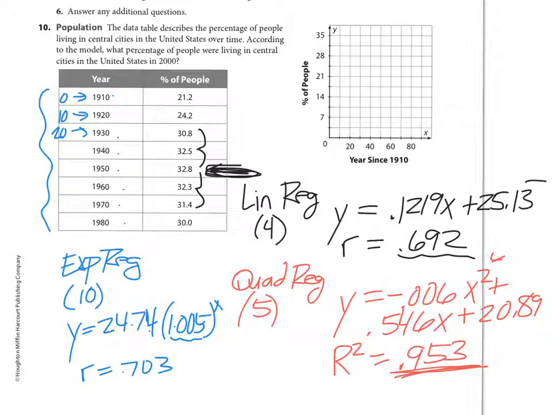That's what a quadratic does. Whereas with an exponential, it just keeps increasing on one side or decreasing. And same with a linear regression. So that's using the calculator to come up with which is the best fit by just doing the regression equations.